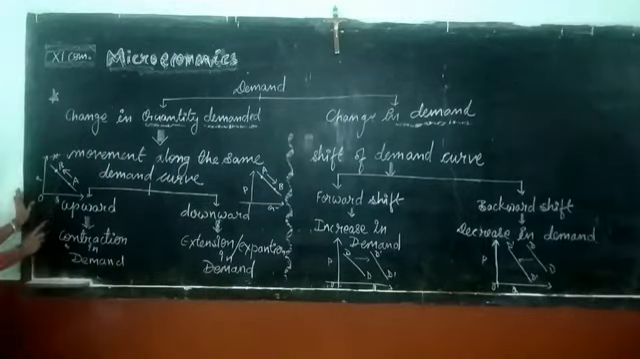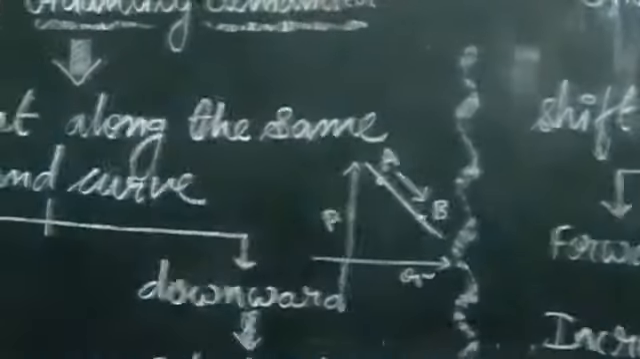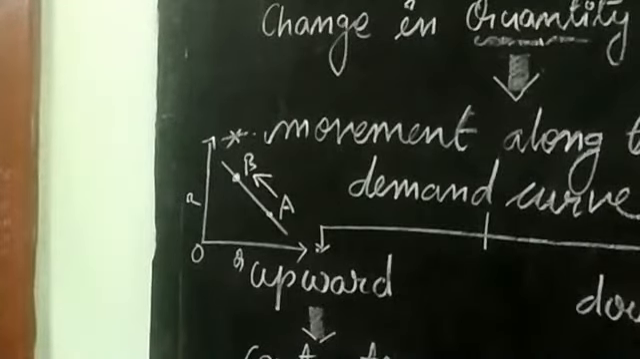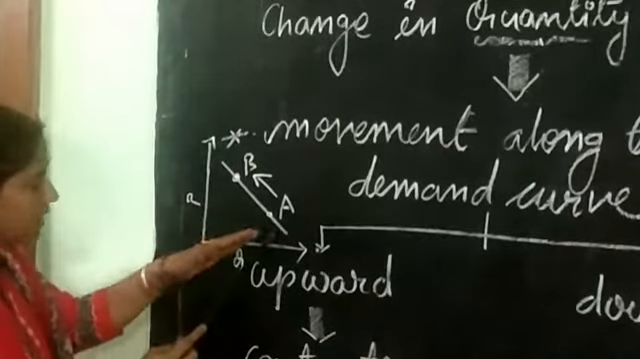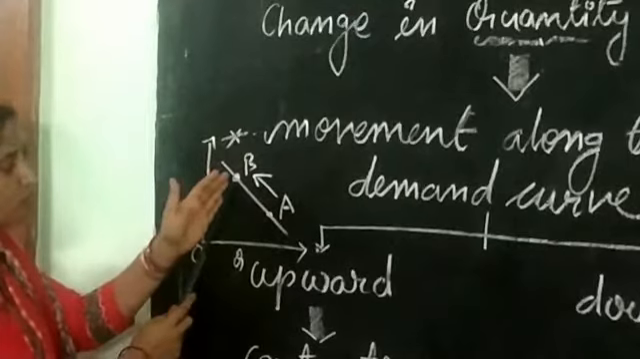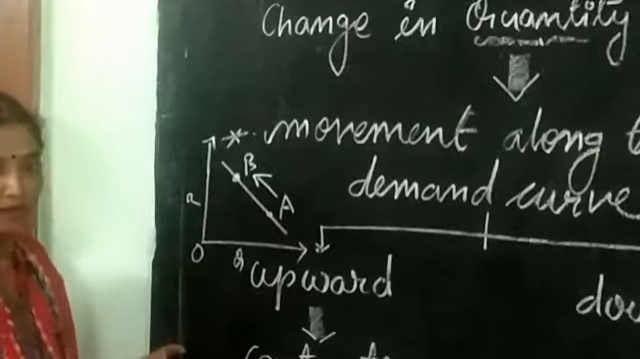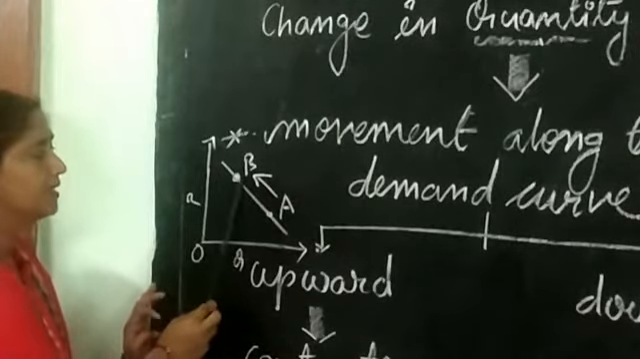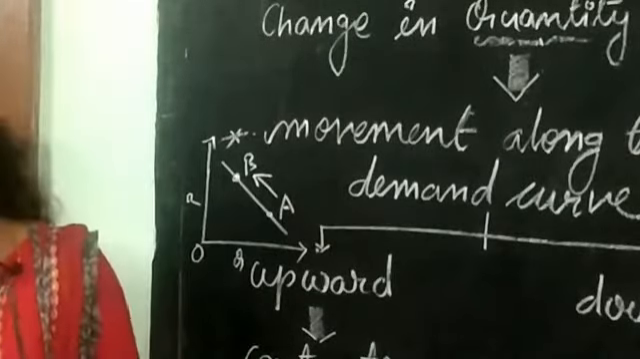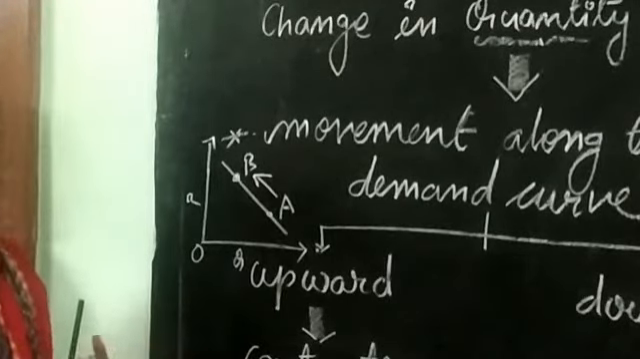For example, assume that this is the demand curve for a consumer, and in this demand curve, if the consumer moves from point A to point B, it means the consumer is moving upward. Upward movement along the same demand curve refers to contraction in demand. It is known as contraction in demand because in this condition the demand for the particular commodity falls. That's why this is called contraction in demand.